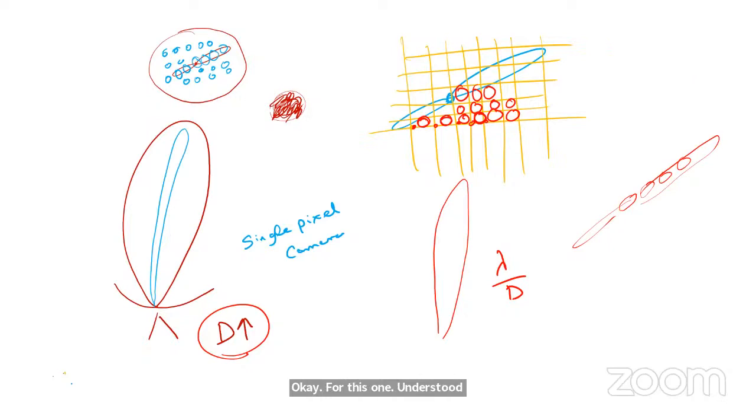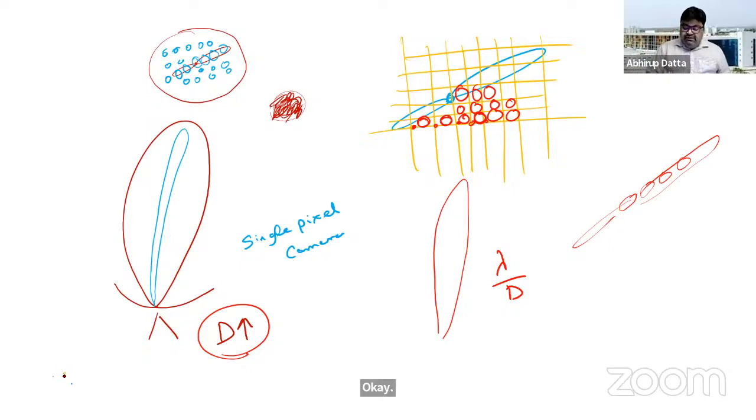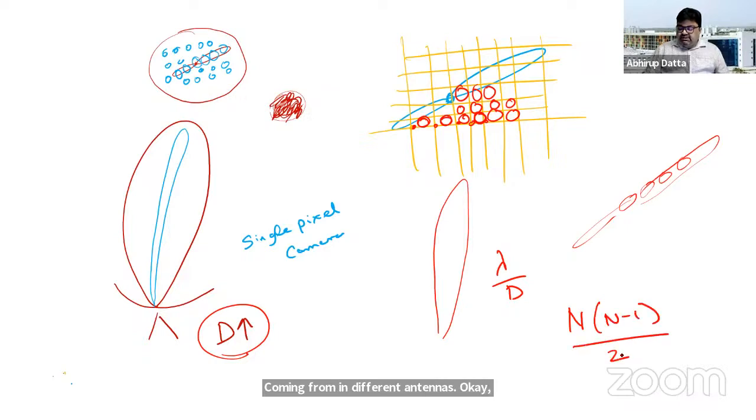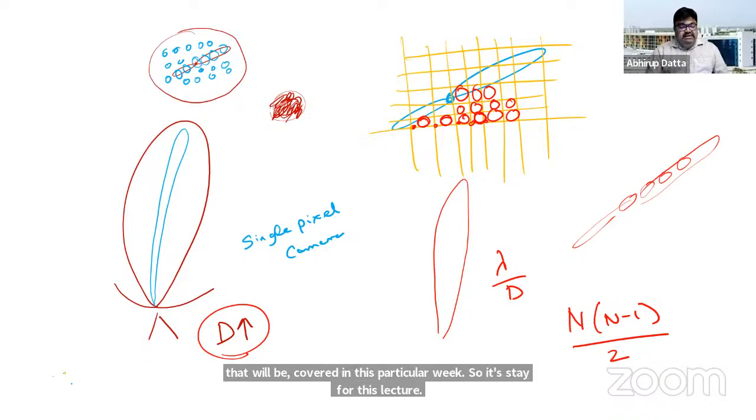For a single dish. Now, when you do interferometry, what we are doing is cross-correlating all the signals coming from n different antennas. I am getting n into n minus 1 divided by 2 number of fringes for each given time, right? I am then collecting those and taking the Fourier transform of that, and that will be covered in this particular week. So stay tuned for this lecture. And then you will see the image appearing.